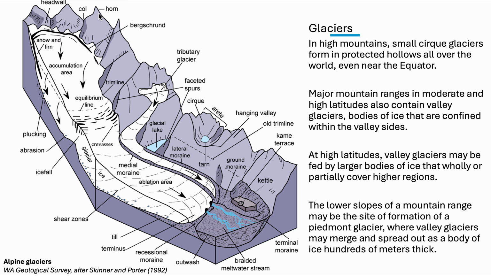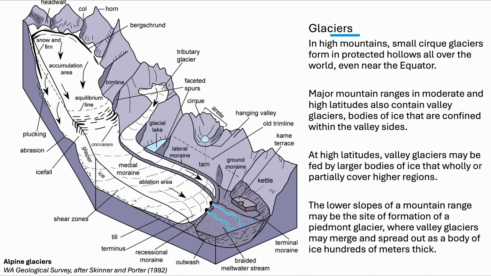A horn is just that. It's a horn-shaped rock that's generated by glacial activity. We'll take a look at the world's most famous horn in a minute. This is the area where snow becomes firn, and firn becomes granules, and the granules eventually become glacial ice. So it's the area of accumulation.